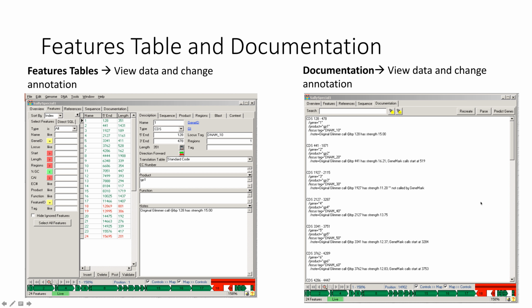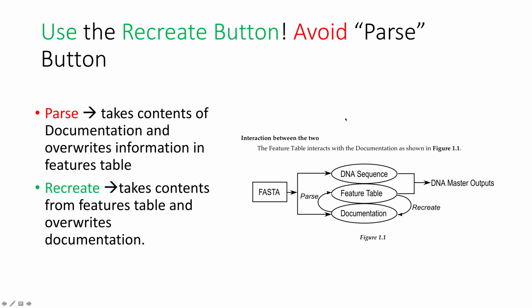The second place where information is stored separately is in documentation. And this is really just text information. It's the same information, but just in text, and it's a little bit more difficult to navigate, to read, to understand, and it's not a place where we would make changes in the annotation. So let's talk about how the information in these 2 different places interact.